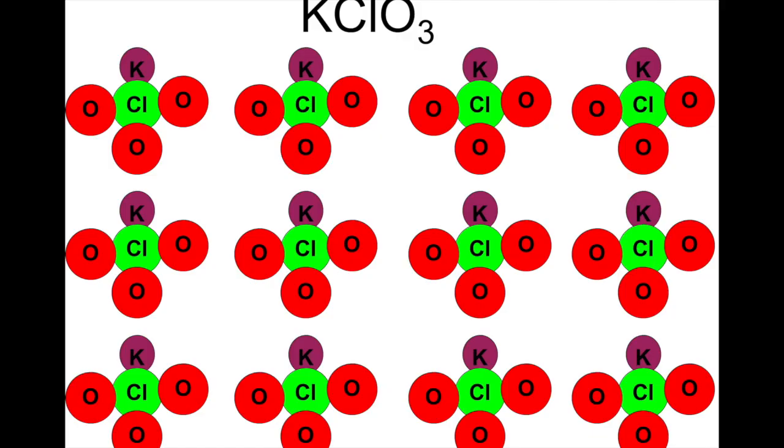Now, if you look at this, we have potassium chlorate. The formula for potassium chlorate is 1 potassium, 1 chlorine, and 3 oxygens. Potassium has a positive 1. Chlorate is one of your polyatomic ions. It has a negative 1, so positive 1 and a negative 1 makes it neutral.